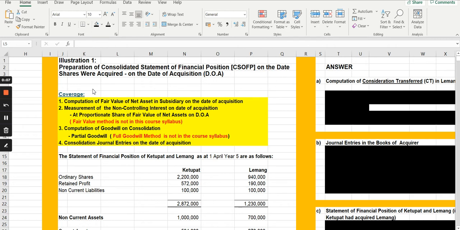Welcome to my channel. Today we are going to learn how to prepare a consolidated statement of financial position on the date the shares were acquired. And this will just be a simple basic consolidation illustration involving only acquisition of ordinary shares or the equity shares. These are the coverage of our example, where you can learn what I have listed here.